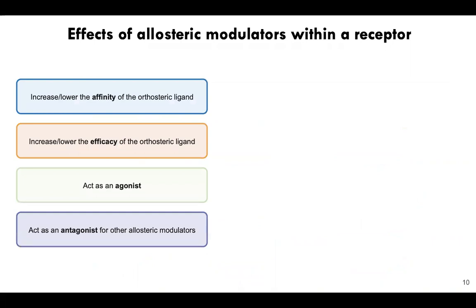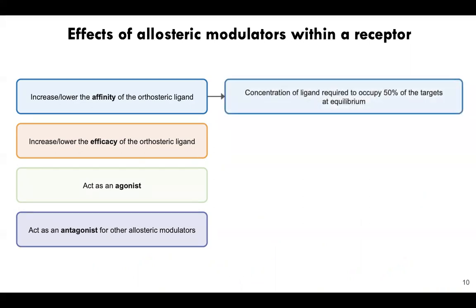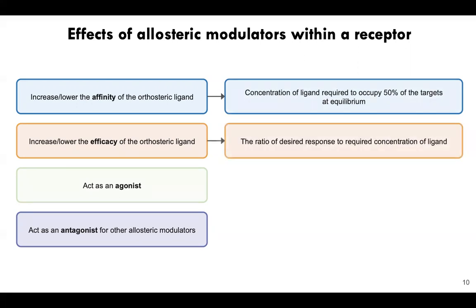So just to give some basic concepts of the effects of an allosteric modulator within a receptor, they are important because I will talk about them later. The first is to increase or lower the affinity of the orthosteric ligand. So it means how much the orthosteric ligand is binding, how much it's occupying 50% of the targets at equilibrium. Then we have the concept of efficacy.